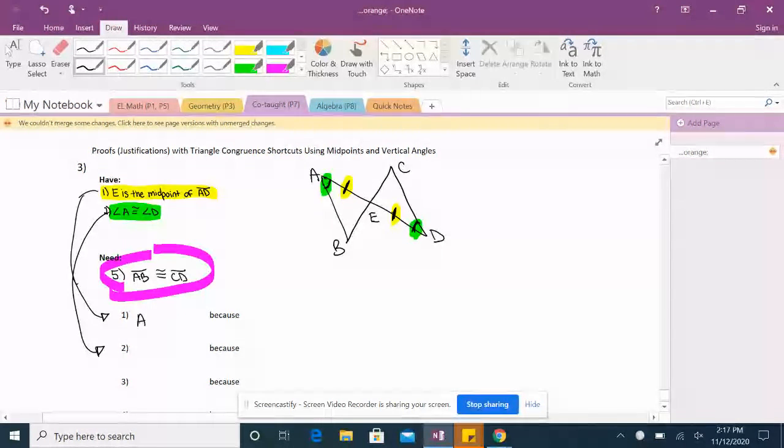Part 1 is segment AE is congruent to segment ED.